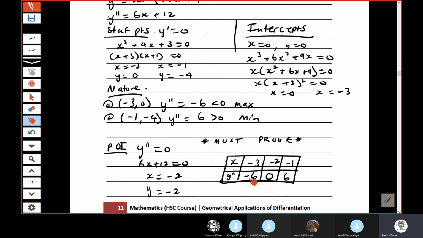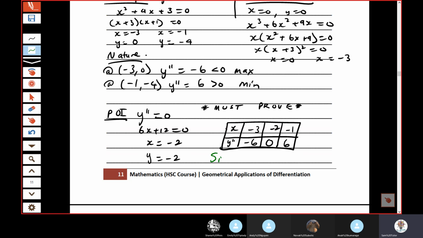Y double dash. Oh, y dash, it's the max. Max, min. So something had to happen in between them. Since you're saying it's a maximum and a minimum, that means in between them there had to be a point of inflection. And that's a statement you're going to pretty much say. Here we go.